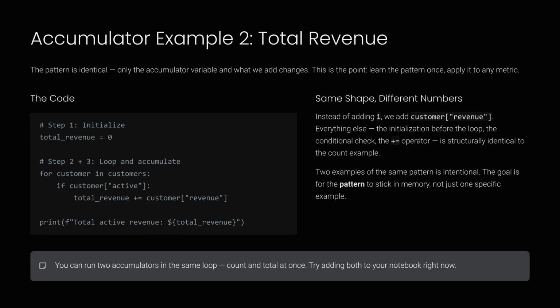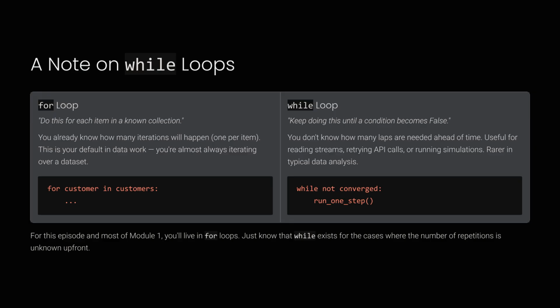The pattern remains identical for different metrics, like revenue. Just change what you add and what you initialize. The structure ensures consistency and accuracy. While for loops are our default for iterating over data, while loops are useful when the number of iterations is unknown, such as when waiting for a condition to change.